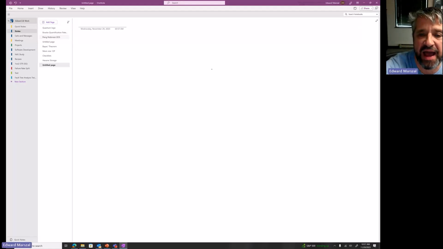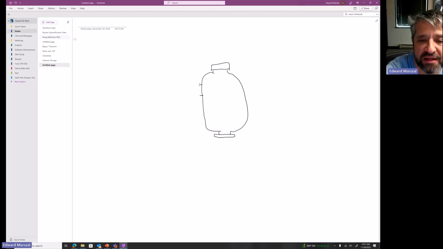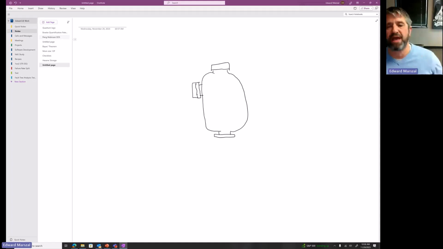Let's say I have a pressure vessel. So here is my pressure vessel. It's got a flange on the outlet. It's got a flange on the top. And we also have a flange, we'll put the blind flange on here for a manway. Okay, here's our vessel.